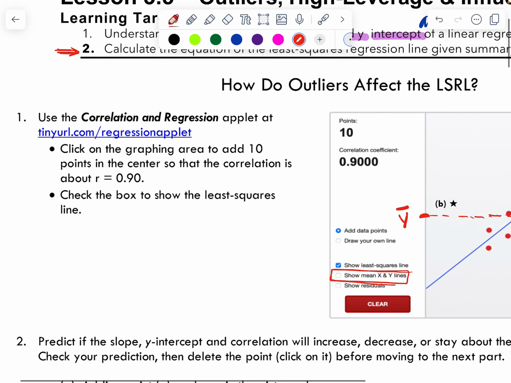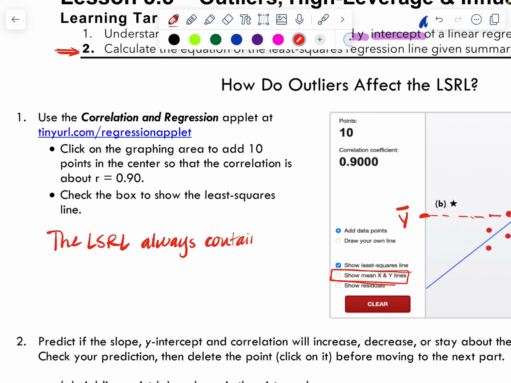So just something to know is that the LSRL always contains, or goes through, the point X bar, Y bar. It's what's called the balance point. And so every LSRL will always have the point X bar, Y bar on the line.